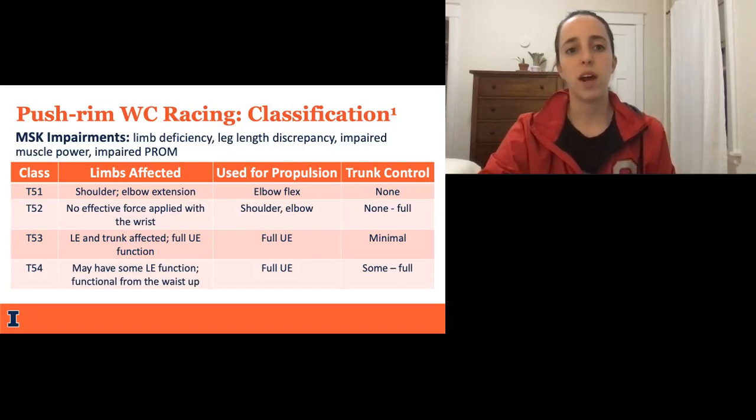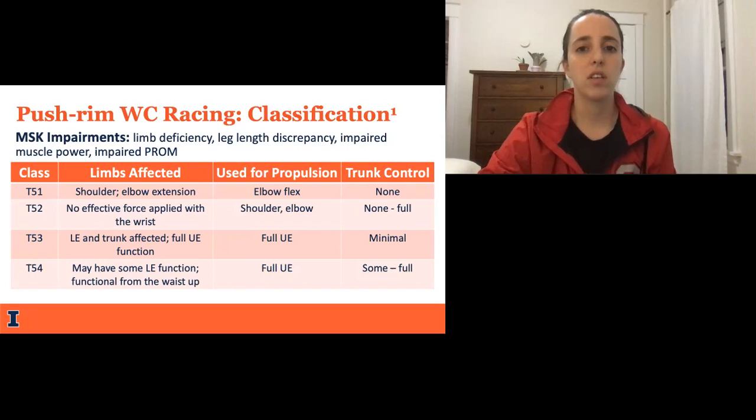A T54 athlete is someone that has some lower extremity function. They might have some lower extremity function, but they are functional from the waist up. So they use their full upper extremity for propulsion, and they have anywhere from some to full trunk control.